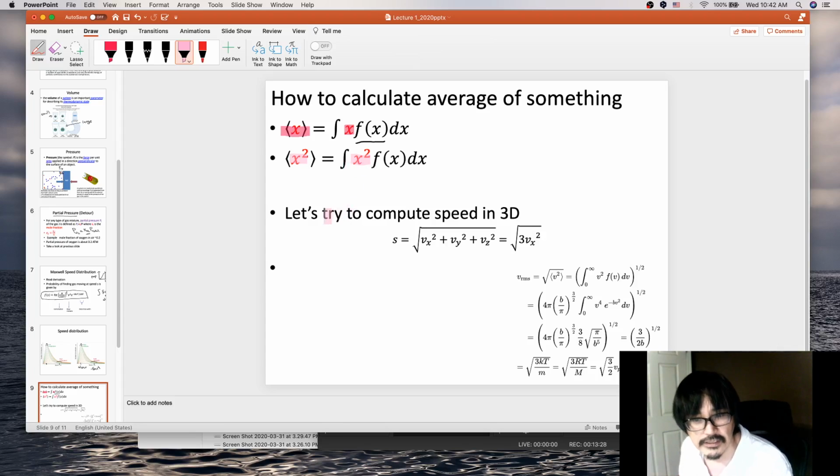So let's try to do something a little bit more useful here. In three-dimensional space, the speed is given by bx squared plus by squared plus bz squared. That's the speed along the x direction, the speed along the y direction, and the speed along the z direction. If you square them up and add them up, you get the speed here.